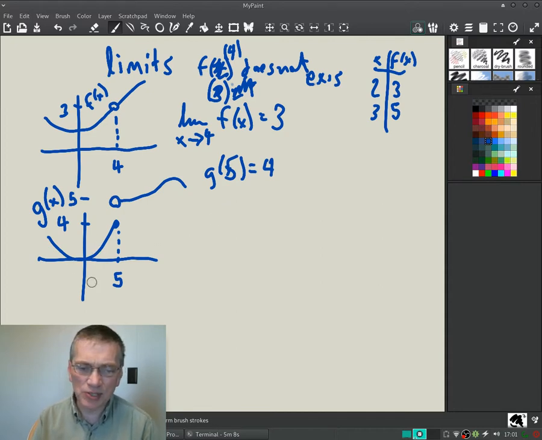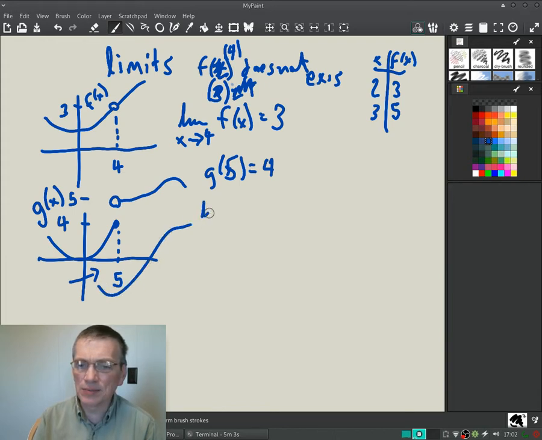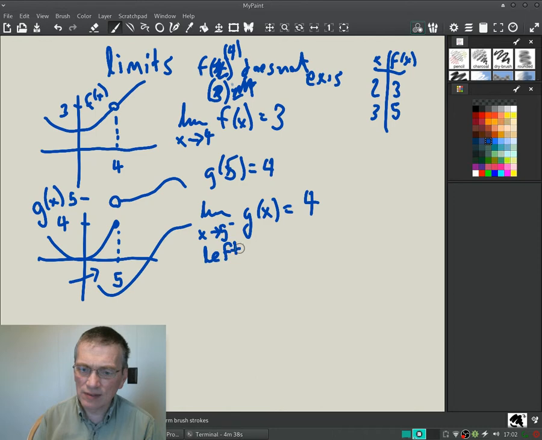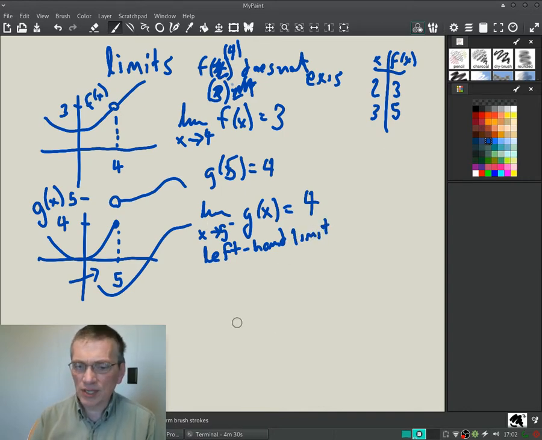So we have special terms for limits. Coming this way, we say this is the limit as x goes to 5 from the minus direction. There's an arrow. And as x goes to 5 from the minus direction, this ends up being 4. So the limit of g of x as x goes to 5 from the minus direction is 4. And this is called a left-hand limit. Kind of a bad term because, well, I guess it's okay. I'll tell you why it's bad in a second.